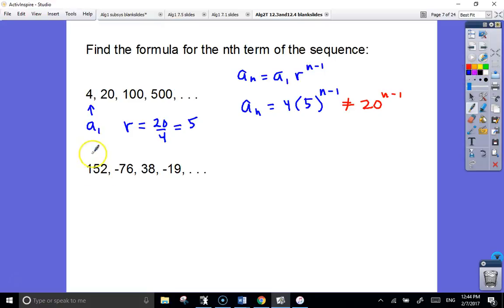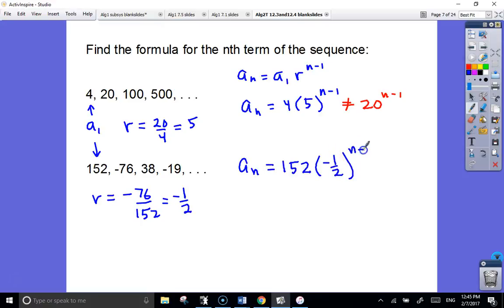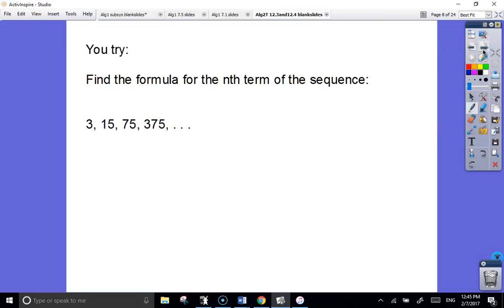Okay, how about the next one? We see the first term. What is the r? Negative 76 over 152 is negative 1/2, right? So here's our formula. an equals 152 times negative 1/2 to the n minus 1. So try to do the same thing for that.